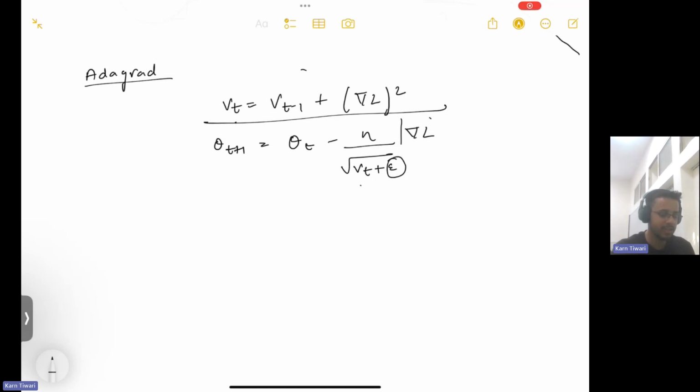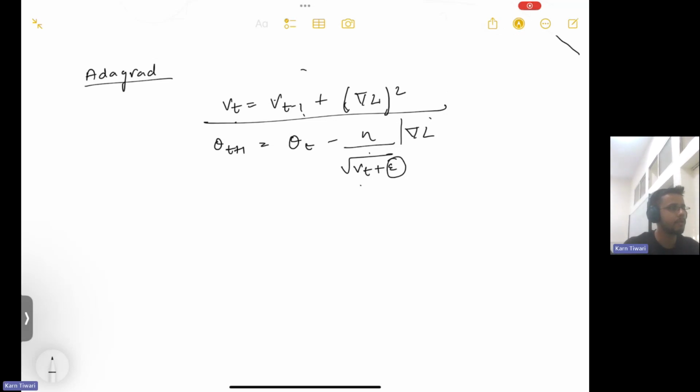Initially this whole term will be higher. If this is higher, 1 divided by higher, we are going to make a small step. If my gradient becomes lesser, this term will decrease, and 1 divided by a lesser term will be higher, so we are moving much faster. So that's the thing about having this update.